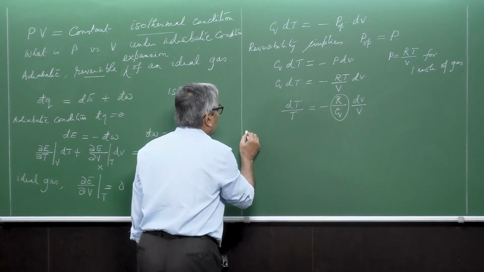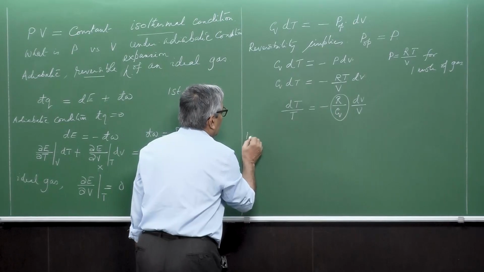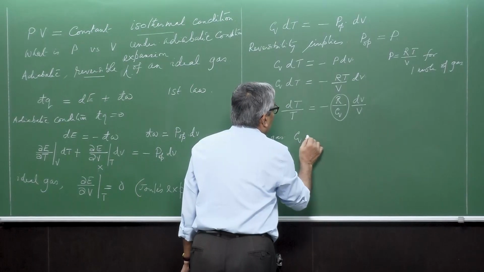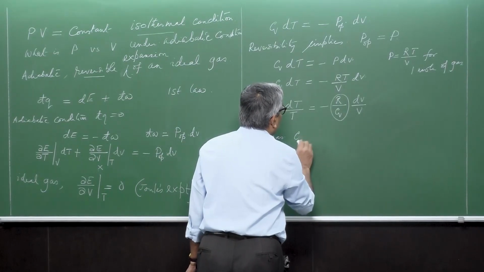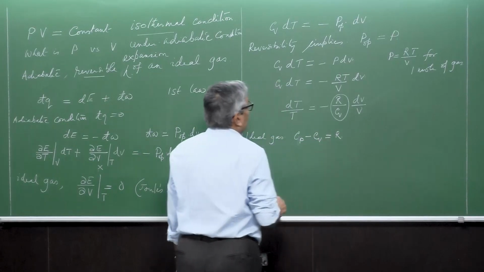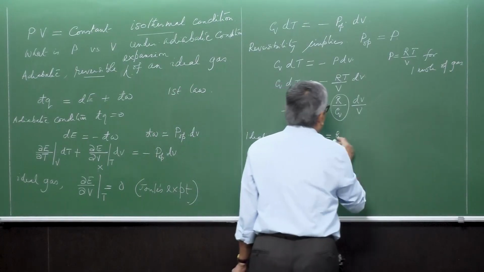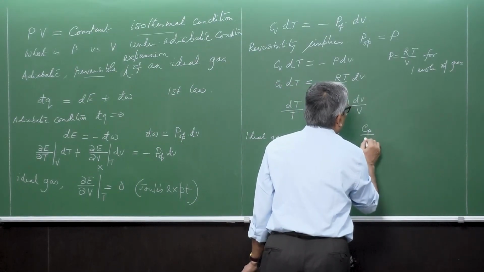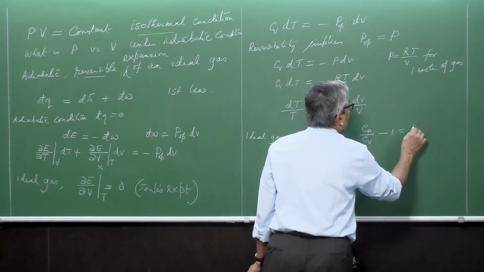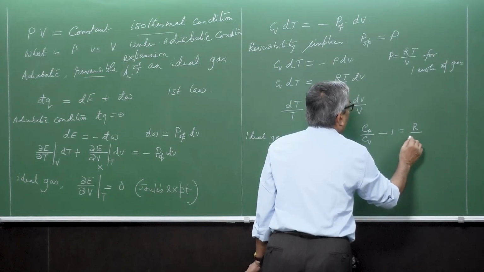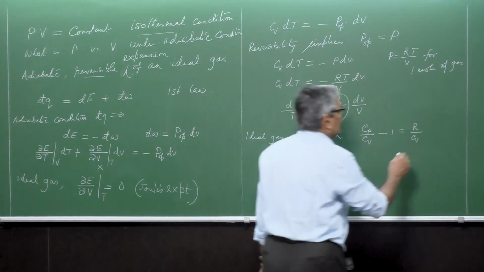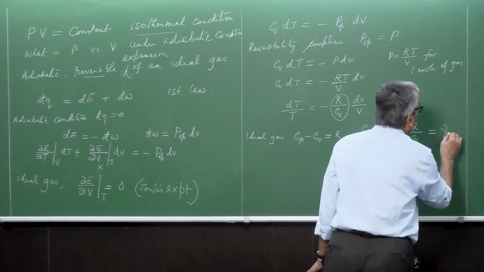We know for an ideal gas, we have shown that Cp minus Cv equal to R. So if I divide both sides by Cv, that is Cp by Cv minus 1, that is equal to R by Cv. So R by Cv can be replaced by this one, and this I may write as gamma minus 1.